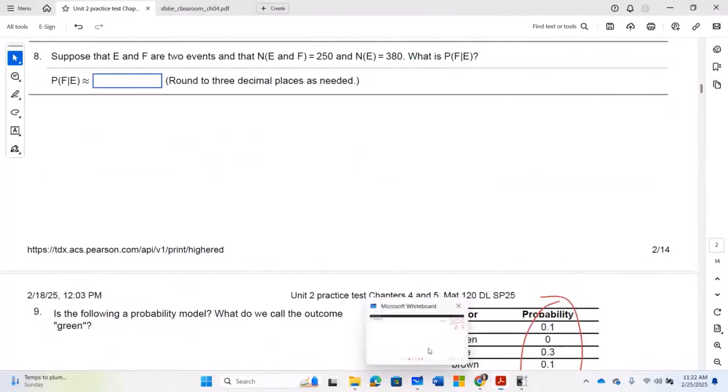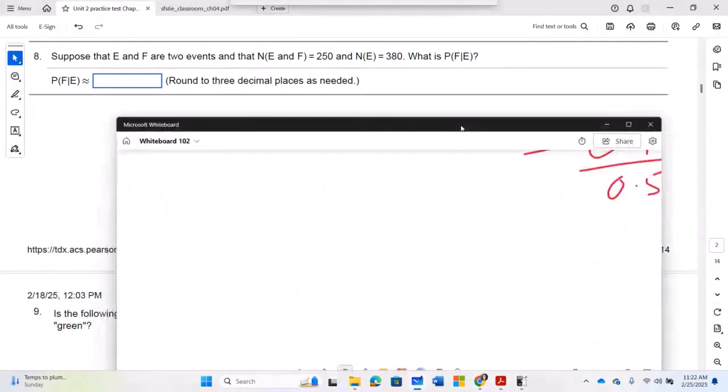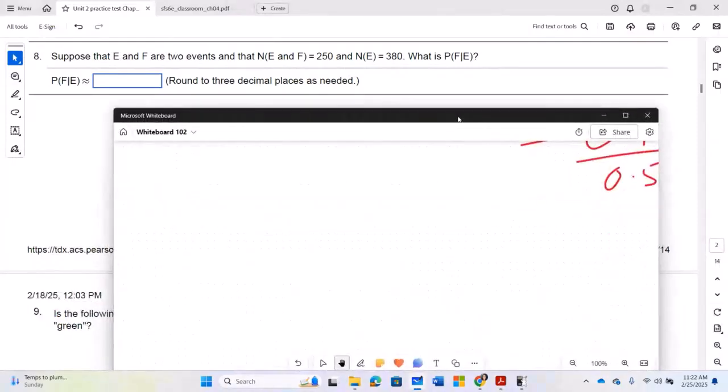Number 8 is conditional probability. This time we are given the numbers. In other words, they did not give us probability, they just gave us the numbers. But how do we know it's conditional probability? Because we are told to find the probability of F given that E happened first. That tells us the story. That tells us that these are not independent. The occurrence of F depends on occurrence of E, that E has to happen first.